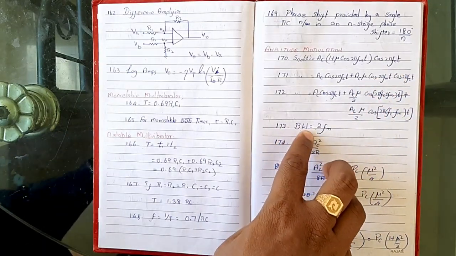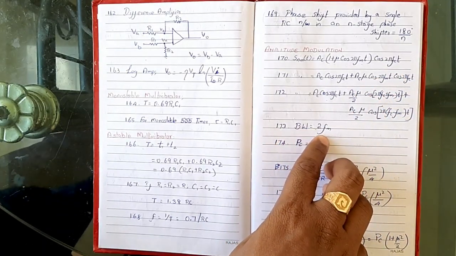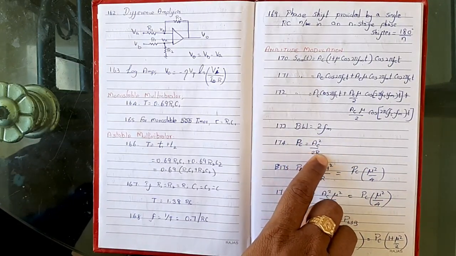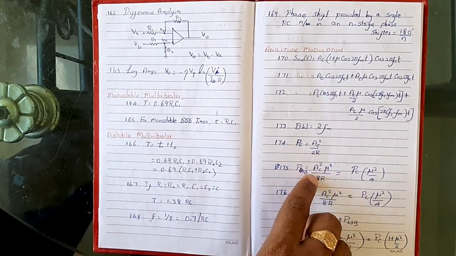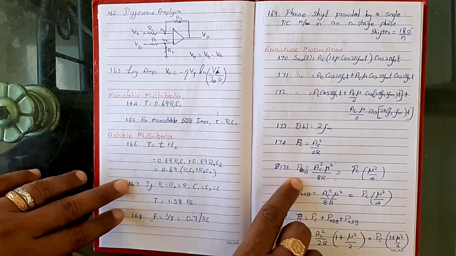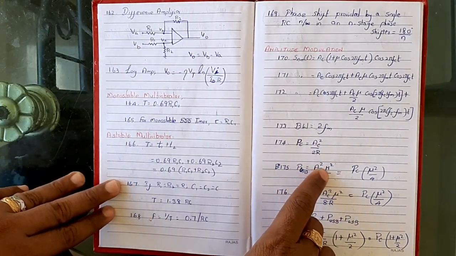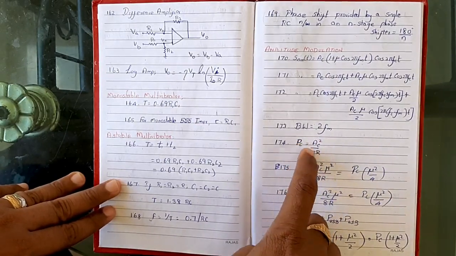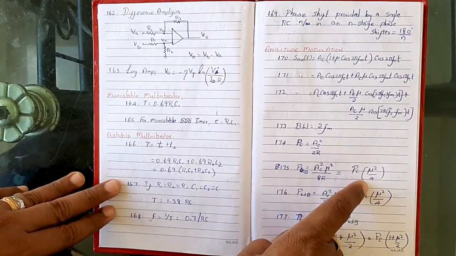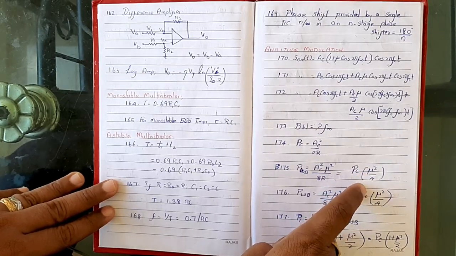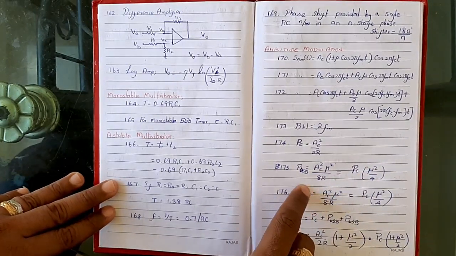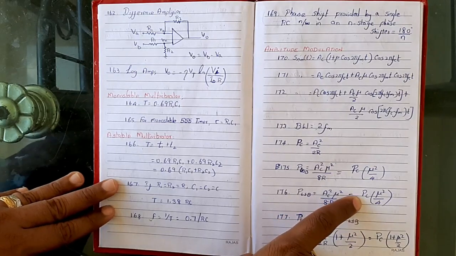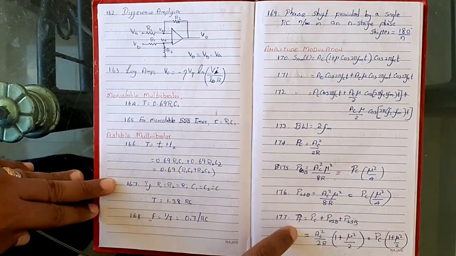Bandwidth for an amplitude modulated signal is 2 fm, and the total carrier power is equal to Ac square divided by 2R. In the upper sideband, the power is Ac square mu square divided by 8R, that is equal to Pc into mu square divided by 4. Then the power in the lower sideband is equal to Ac square mu square divided by 8R, that is equal to Pc into mu square divided by 4.